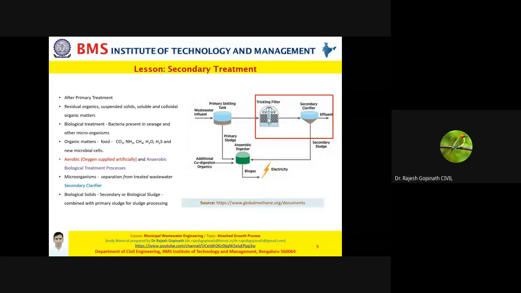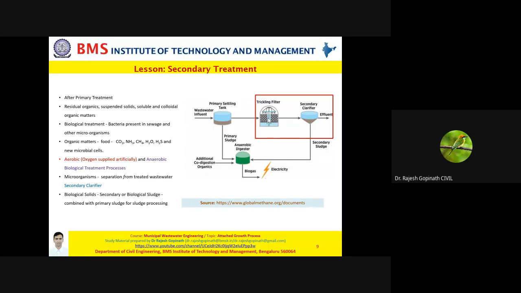And please remember, when I say aerobic here, not only can it be a natural system wherein we allow the air to mix in wastewater, but we can also supply oxygen artificially to the system. Now, what you also need to understand is, whenever we say secondary treatment, we always think about concepts such as trickling filter, activated sludge process, rotating biological contactor, biotower. We always think about that.